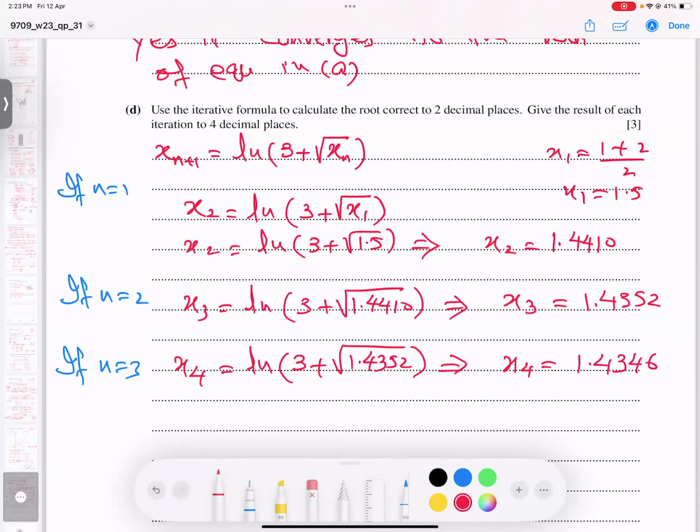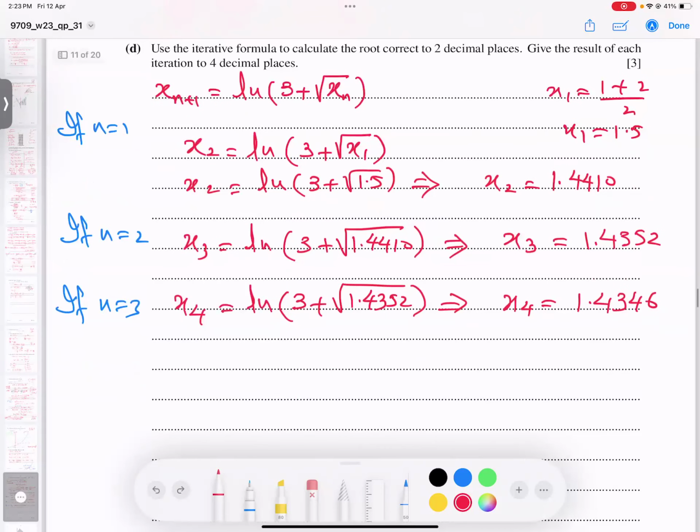1.4346. You see, these numbers are starting to match. So we have to stop when they start matching. I hope you got my point. So let's try once more, okay.